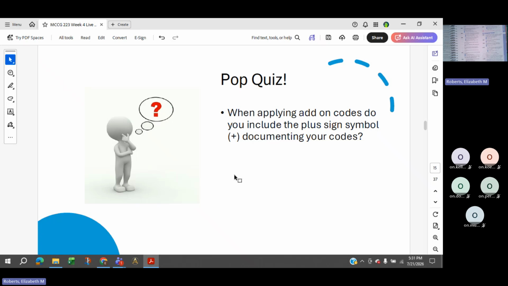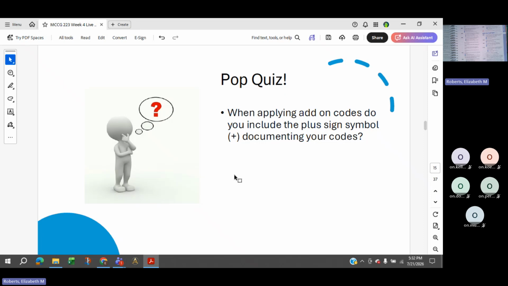The plus sign in the CPT code is only there to indicate to you as a coder that that code must be added to something else. You can only report that add-on code if you've reported the primary service procedure. And it will always tell you to use 52442 in conjunction with 52441, or whatever that add-on code is in conjunction with that primary service code. So again, it's just to indicate to coders that it's an add-on code. You can't report it by itself. You have to add it to the other code.